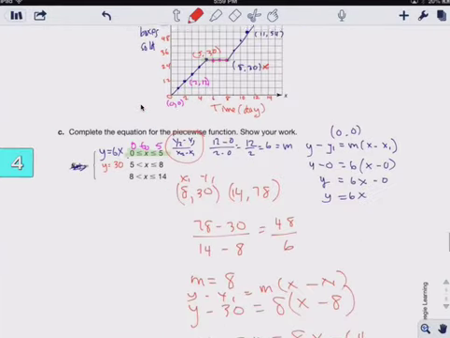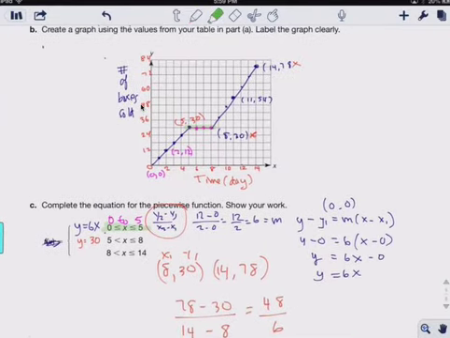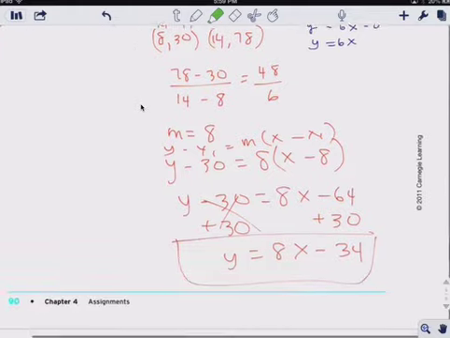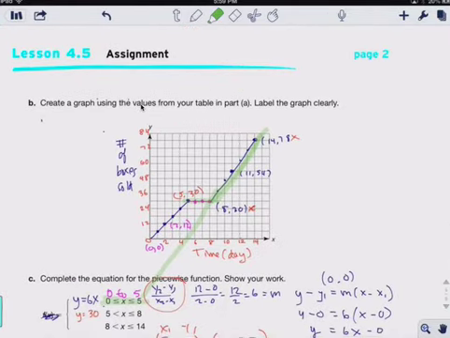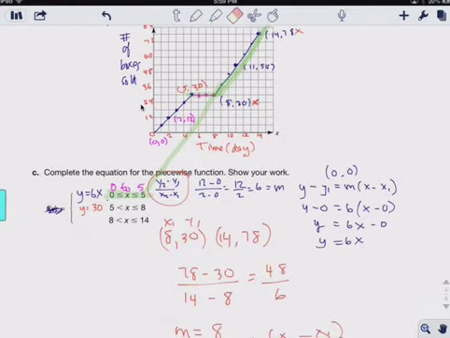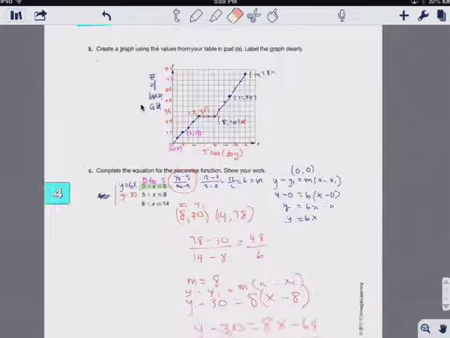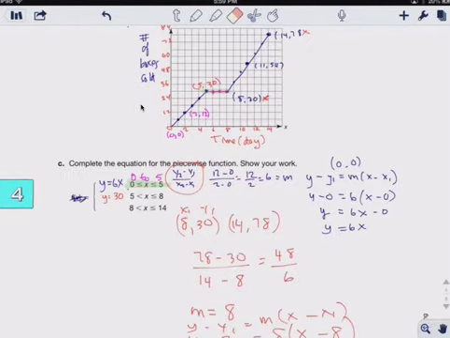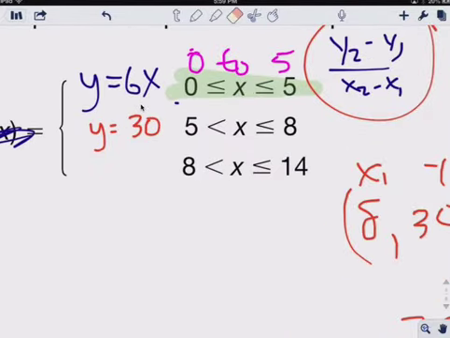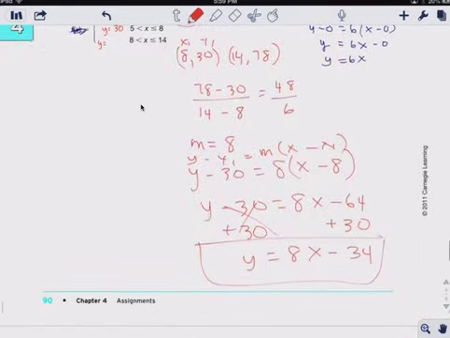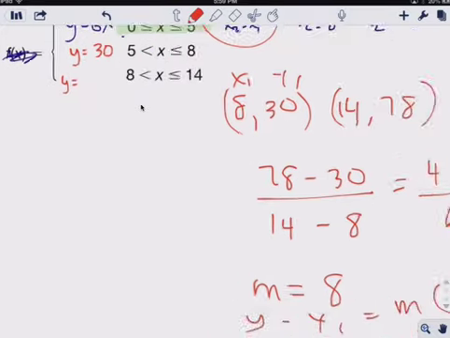The equation of that line, if you look at this line, if we continue that line and there's no break in there, it goes here. So the y-intercept is at negative 34 right there. It is right. Okay? So the equation for 8 to 14 days is y equals 8x minus 34.